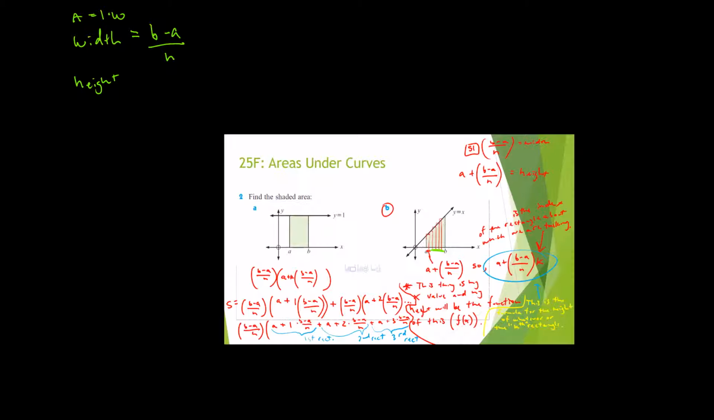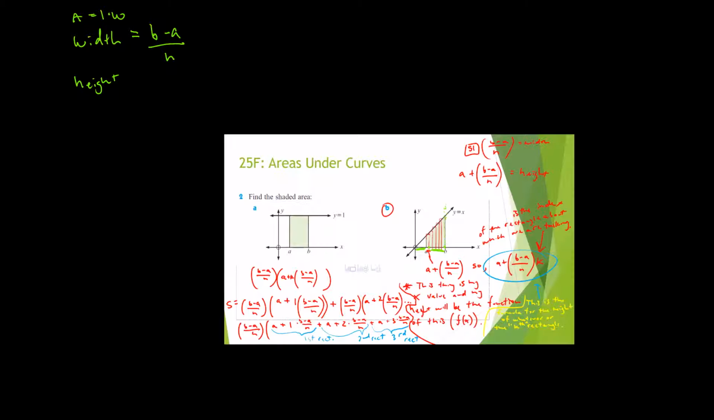What we need to do is find whatever our x value is, and our x value is going to be the right-hand side, or the height of this rectangle. And so we're going to find that x value. The way that we do that is we're going to do a plus whatever the width is, and that's going to get us to our x value.